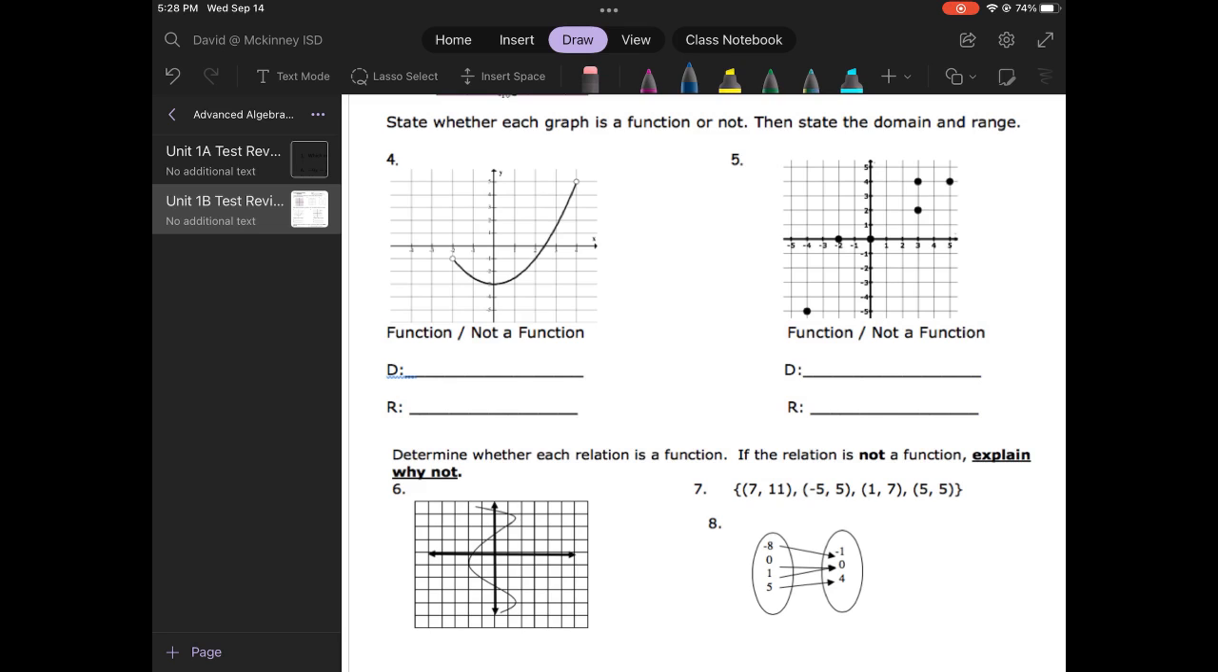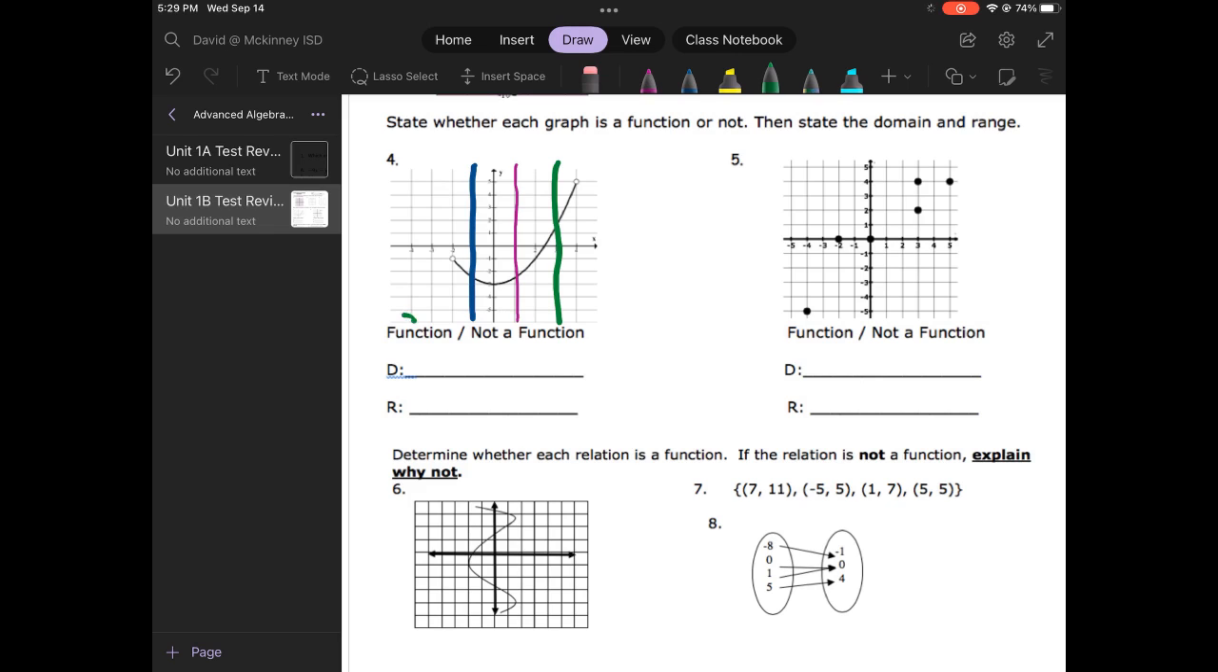When I'm looking at a graph and trying to determine whether or not it's a function, what I want to use is the vertical line test. I can draw vertical lines at any point on the graph, and as long as the vertical line does not cross the graph in more than one spot, I have a function. Notice that number 4 passes the vertical line test, and so in this case, I would say that yes, in fact, this is a function.